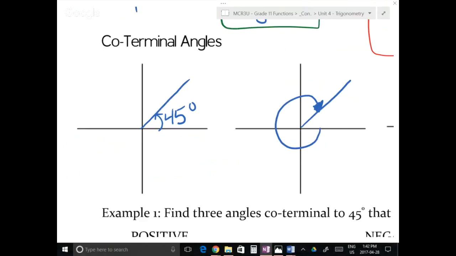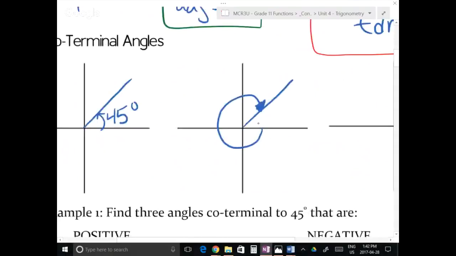Close. How would we get that number? How big is this angle in here again? 45. And we've gone the other way. If it had gone all the way around, what would that have been? 360. So this angle should be 360 minus 45.